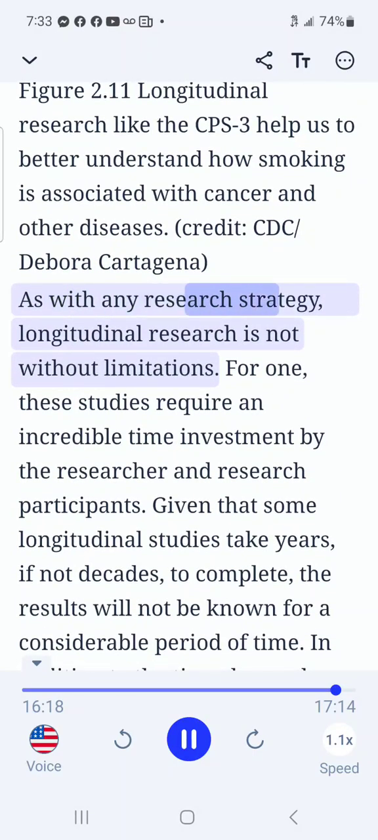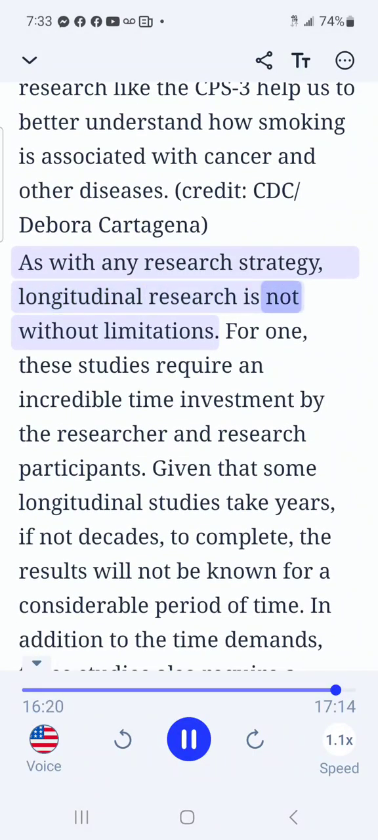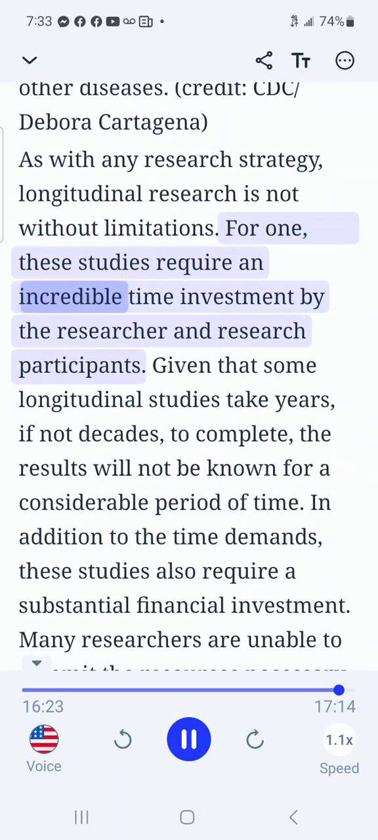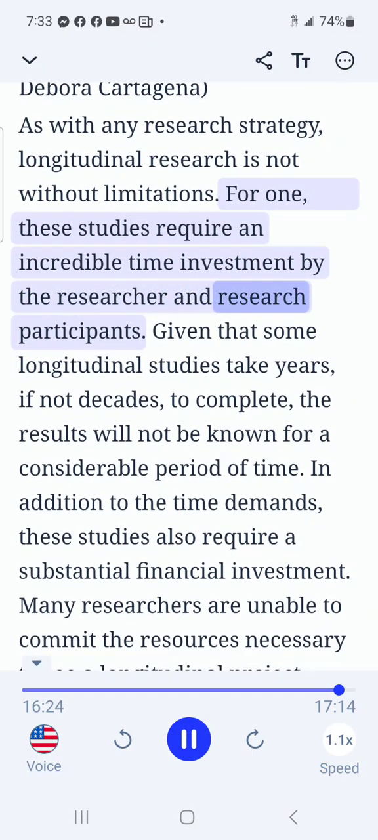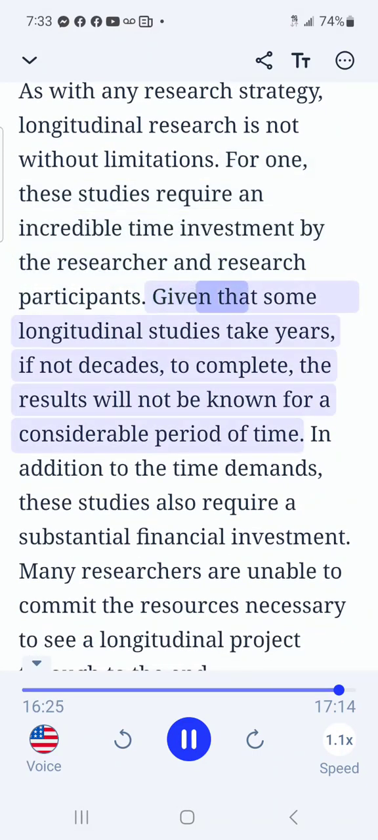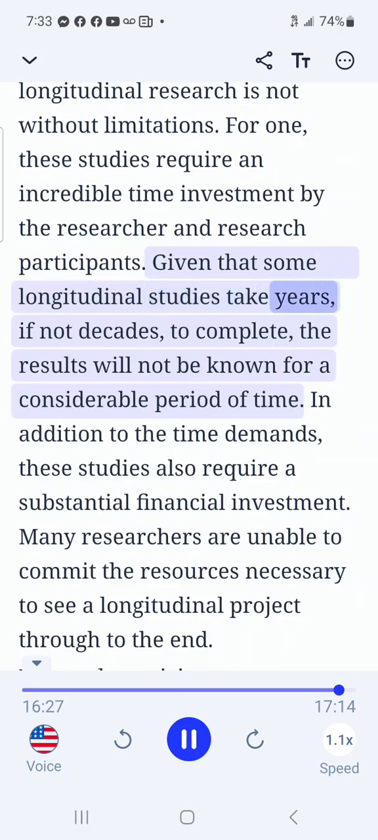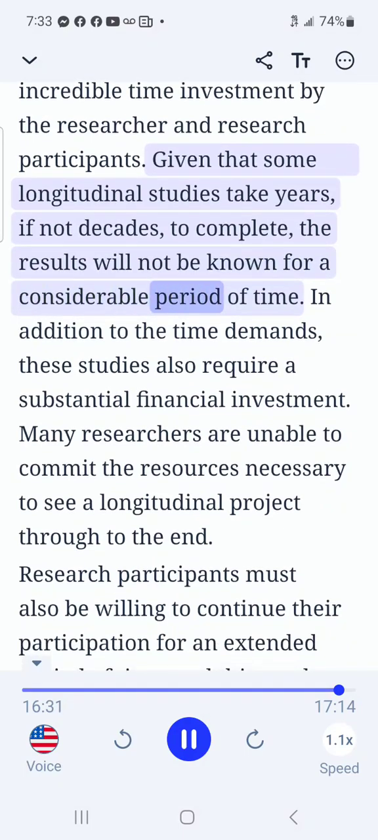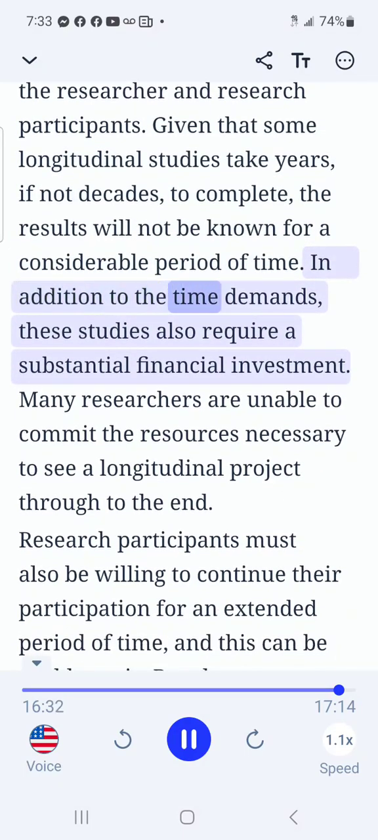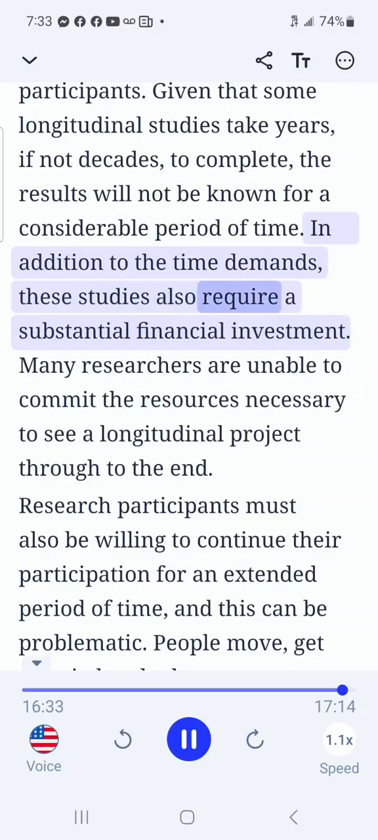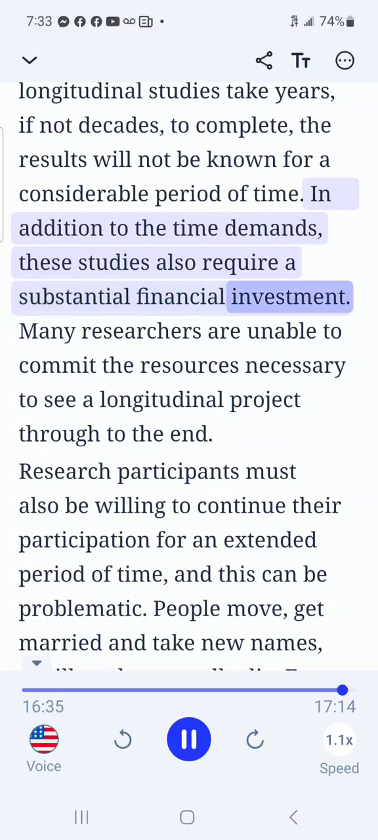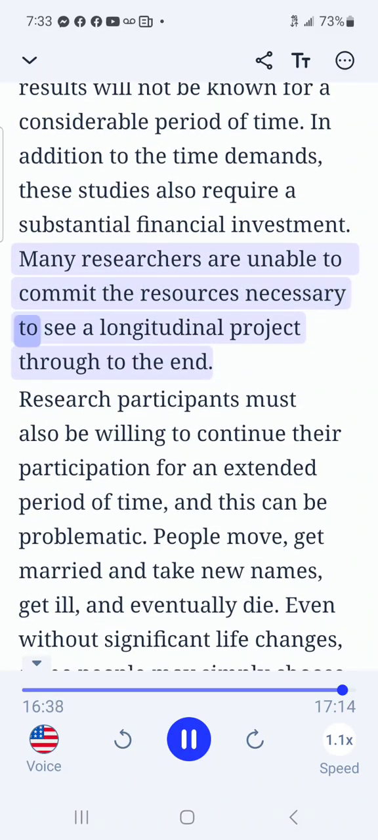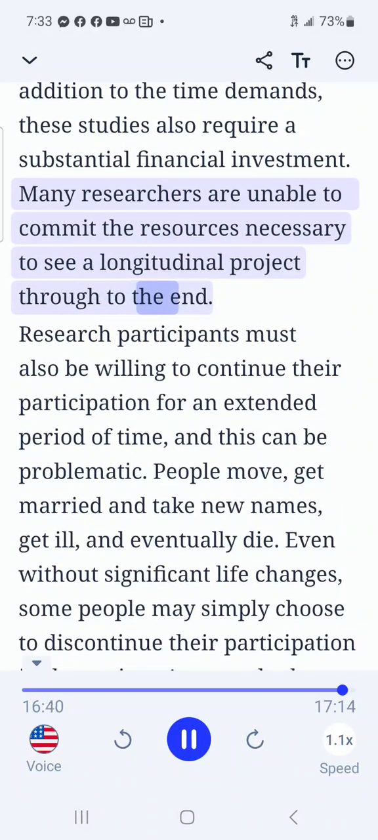As with any research strategy, longitudinal research is not without limitations. For one, these studies require an incredible time investment by the researcher and research participants. Given that some longitudinal studies take years, if not decades, to complete, the results will not be known for a considerable period of time. In addition to the time demands, these studies also require a substantial financial investment. Many researchers are unable to commit the resources necessary to see a longitudinal project through to the end.